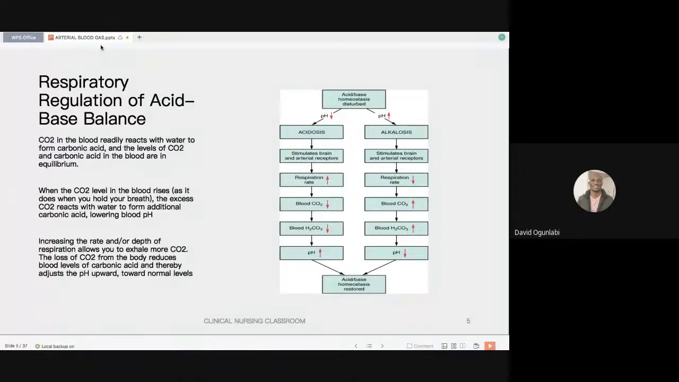Respiratory regulation of acid-base balance. Now, generally when we talk about the... sorry, I don't know how I'm going to cope with this. People are still coming in.